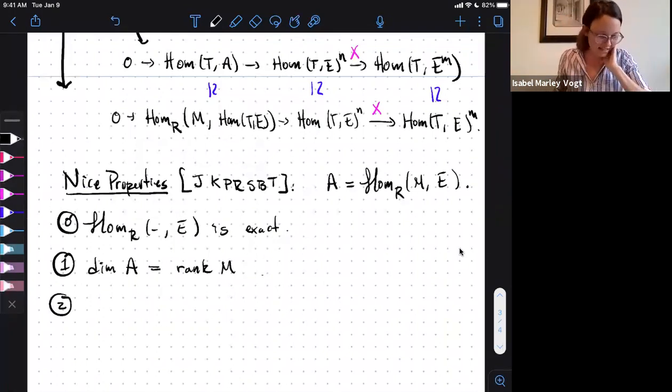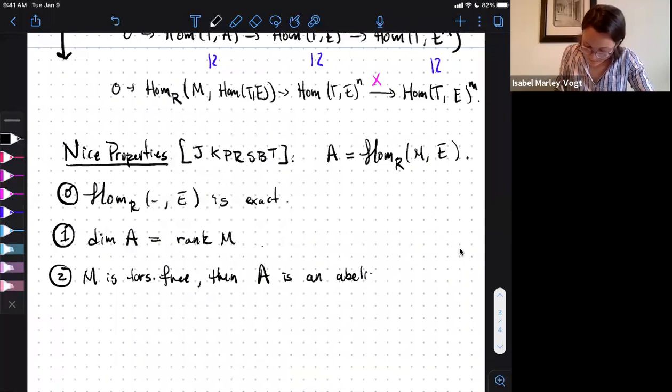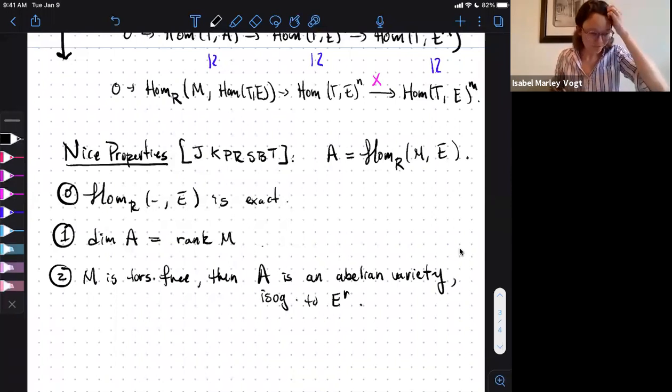Two, so now this is something that I said earlier when I said this functor was going to help us understand the category of abelian varieties. So if M is torsion-free, then this A is in fact an abelian variety. And moreover, once you know it's an abelian variety, it's one that's isogenous to E to the r. So it does in fact give us information about the category that we cared about.